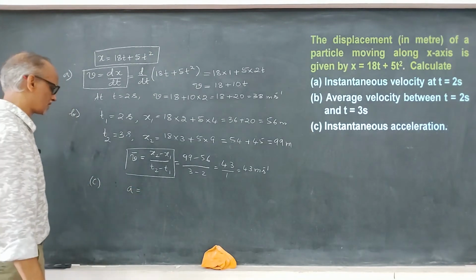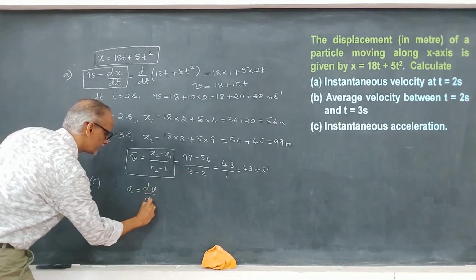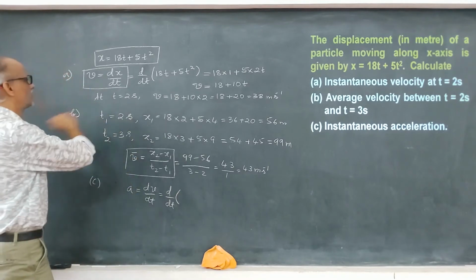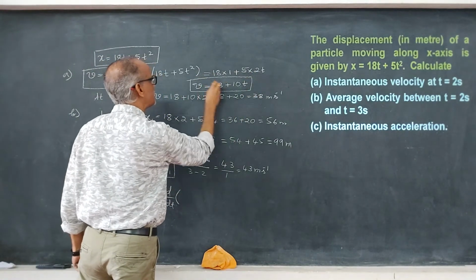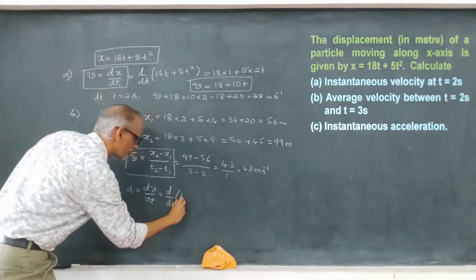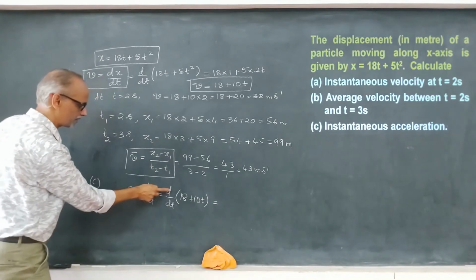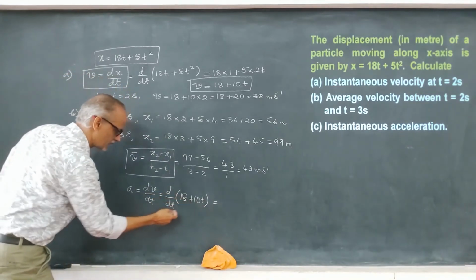What is the formula for instantaneous acceleration? Instantaneous acceleration is dv by dt, that is d by dt of v. What is the value of v? We have found the value of v. V is 18 plus 10t. Now, what do you mean by d by dt of 18 plus 10t? It is nothing but differentiating this with respect to time.